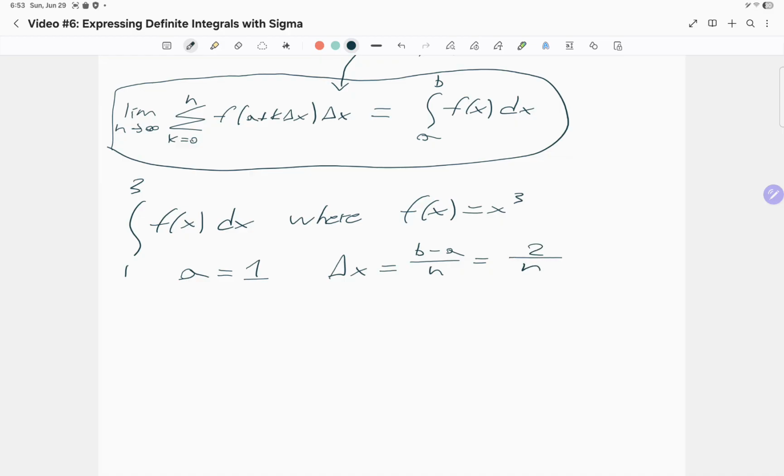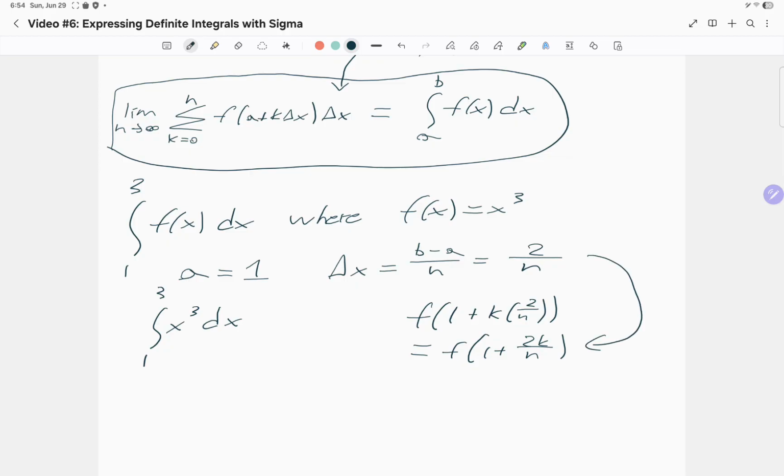So when we go to write this, the integral from 1 to 3 of x cubed dx is going to be, what is f of a plus k delta x? So let's get that. F of a, what's our a? 1, plus k. What's our delta x? 2 over n. So this is just equal to f of 1 plus 2k over n. And our delta x is 2 over n, so we're going to multiply that out the front when we do this here.